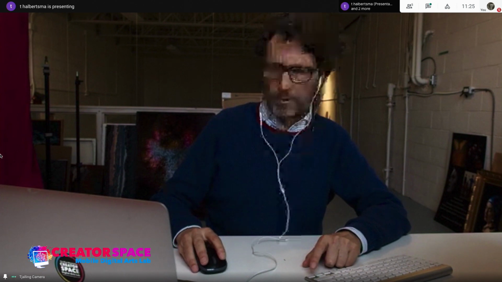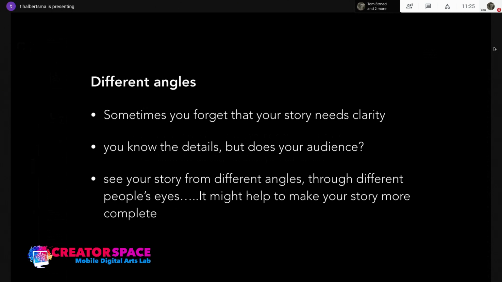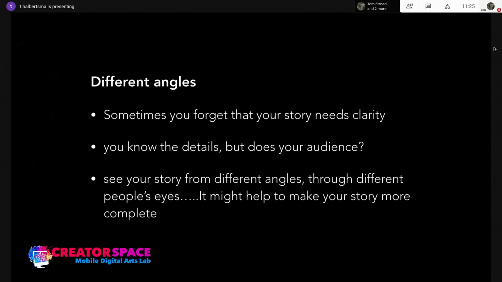Okay, different angles. Here we go. Different angles means different opinions, different ways people see things, different experiences, actually. Everybody has a different experience, although we think that everybody has the same kind of feeling. It's not. Sometimes you forget that the story needs clarity. So, as I said before, you know the details, but does your audience know them? See if you can get your story from different angles, through different people's eyes. It might help you to make your story more complete.